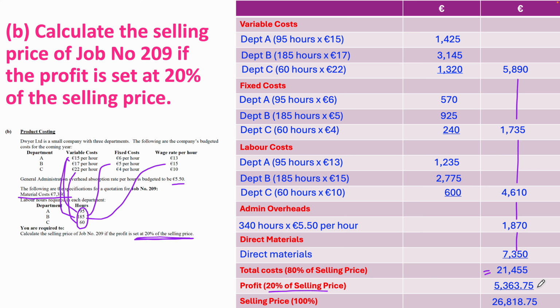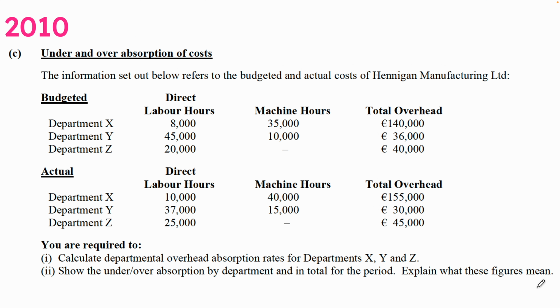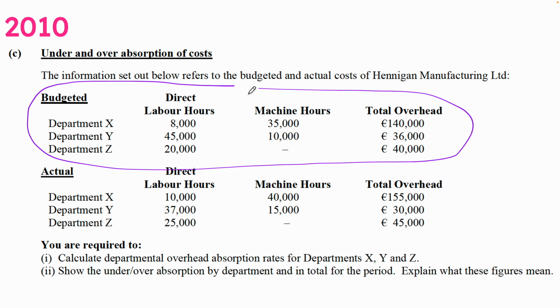Last part of this question then is under and over absorption of costs. So it says here, the information set out below refers to the budgeted and actual costs of Hennigan Manufacturing Limited. So here you can see the budgeted costs. These are the costs that the management accountant came up with.